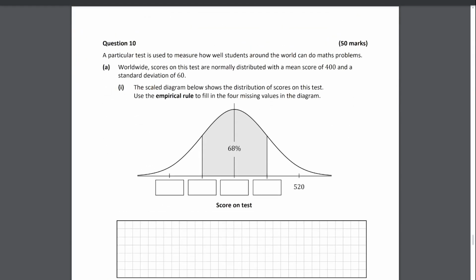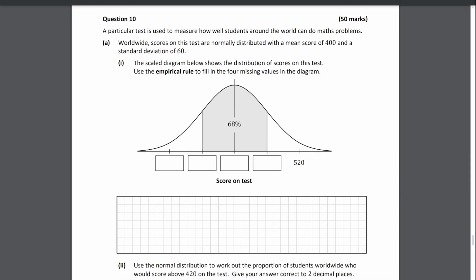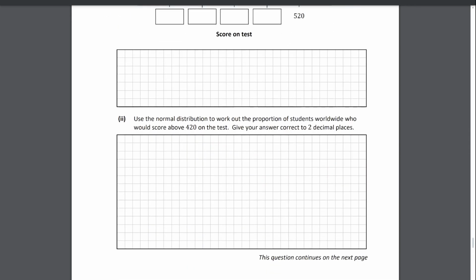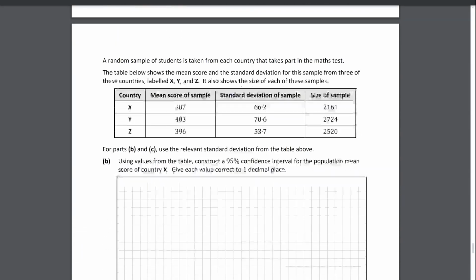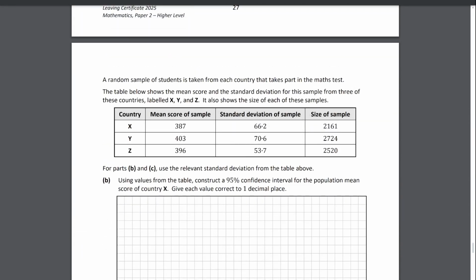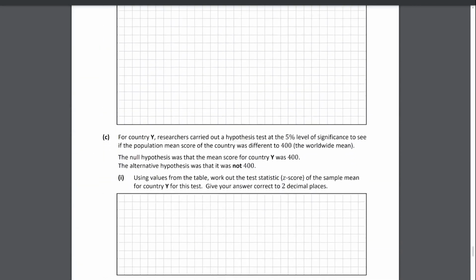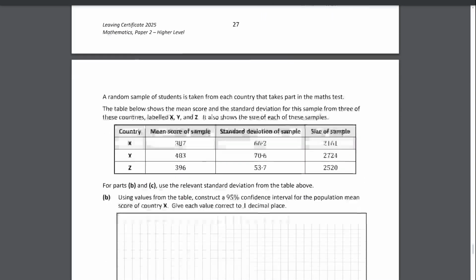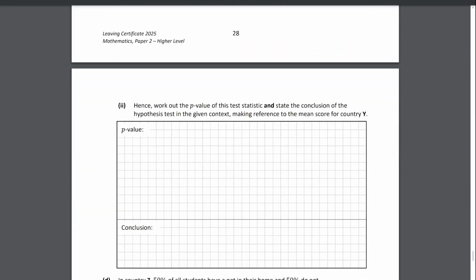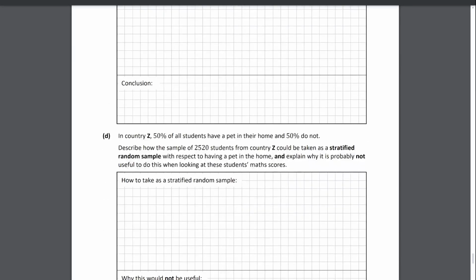Right, question 10. Now, the empirical rule. Bit odd that the empirical rule has come up on a higher level paper. It is specified on the course, but that's not usually included for whatever reason, but I guess they've just included it here. Using the normal distribution, working out a value. And then we have a 95% confidence interval, calculating p-values included, etc. So a fairly okay looking hypothesis test type question, although it's a stated conclusion, so they've actually split it over a couple of parts.